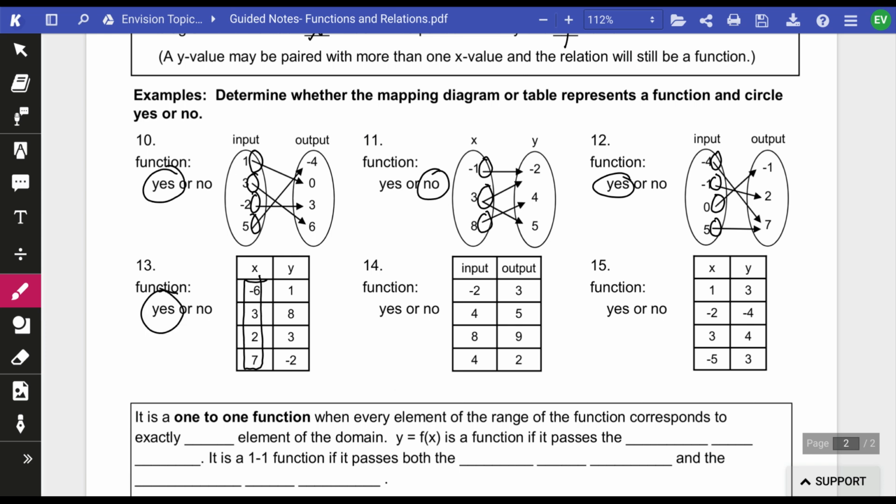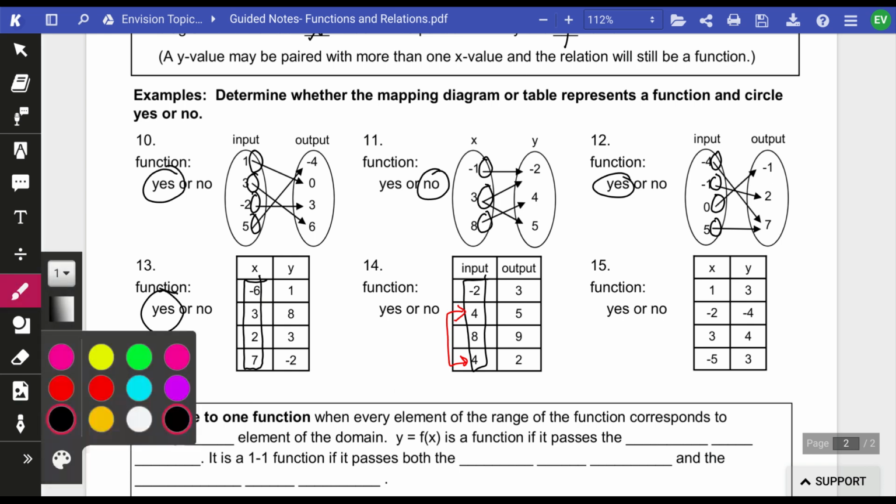In number 14, again, look at your x values. What do you notice? I tell you what, I see a 4 and a 4. So what do you think that means? Hopefully you figured out by now that nope, that one's not a function.